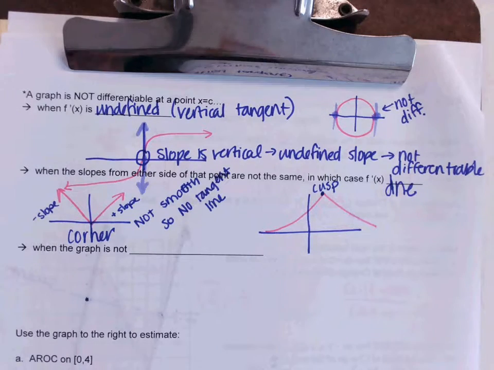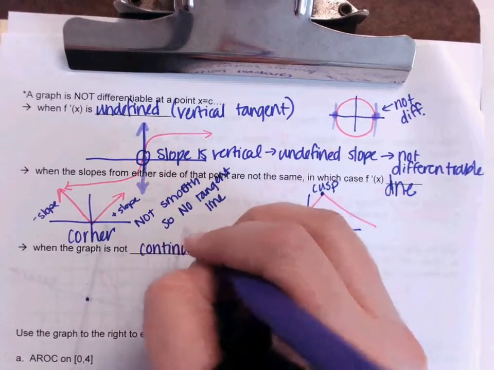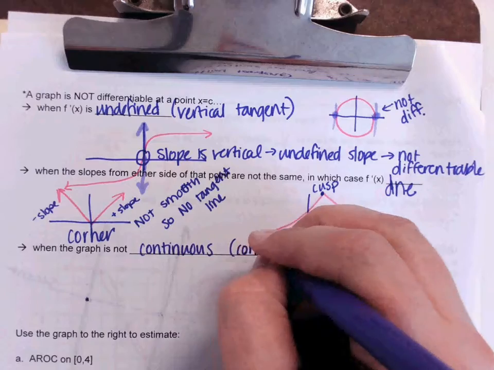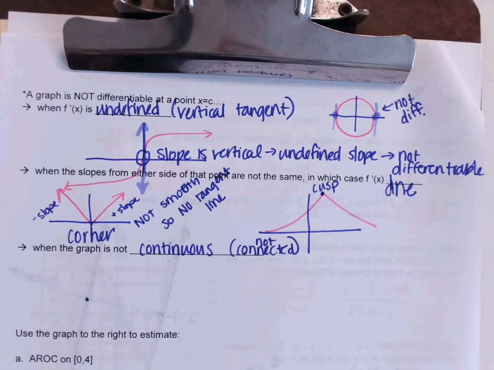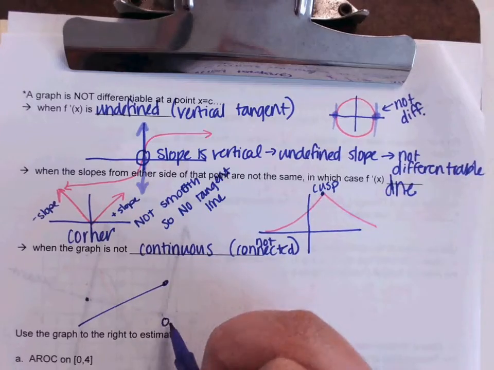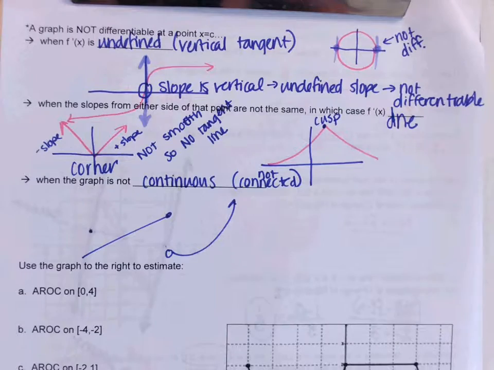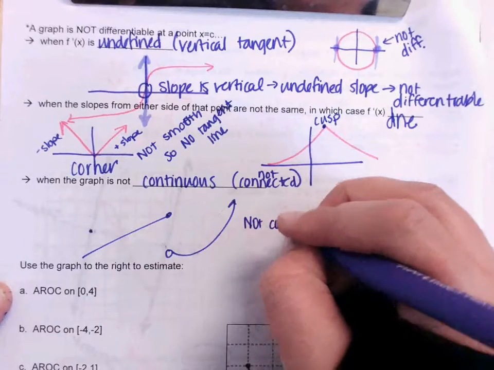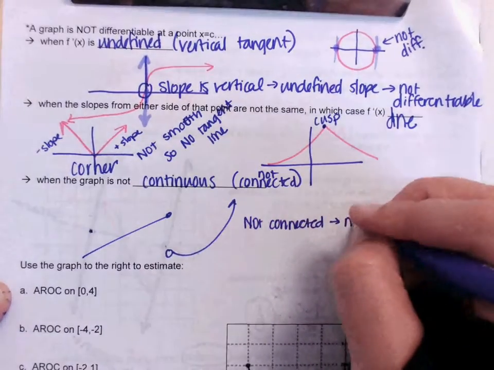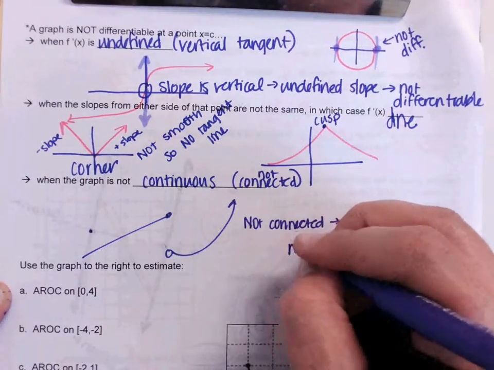Okay, the third type is if your graph is not continuous. If you don't like that word, it's not connected. So if you have a break in the graph, you can't do a tangent line on it. For example, let's say you had this. There's no way for me to draw a tangent line touching both sides if they're not even connected to begin with. So, not connected, no tangent line, not continuous, not differentiable.